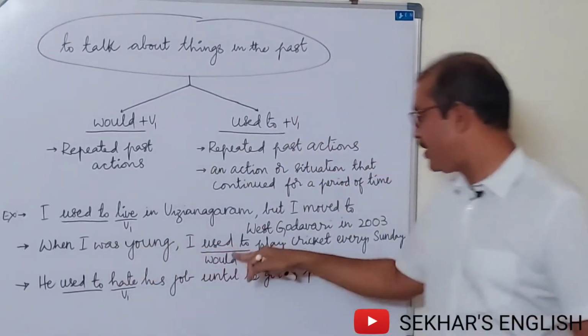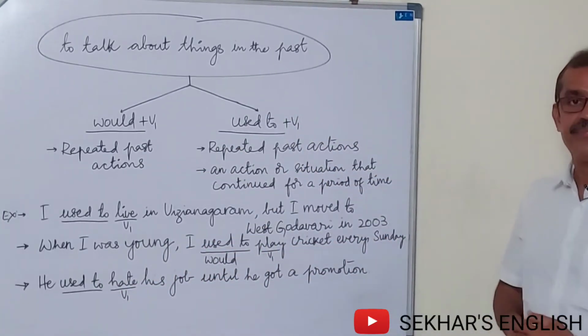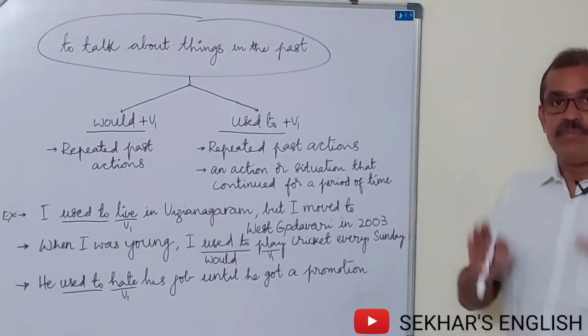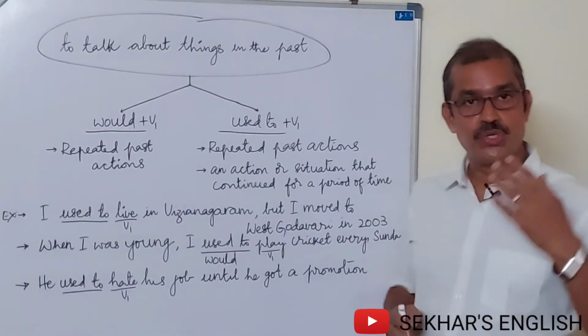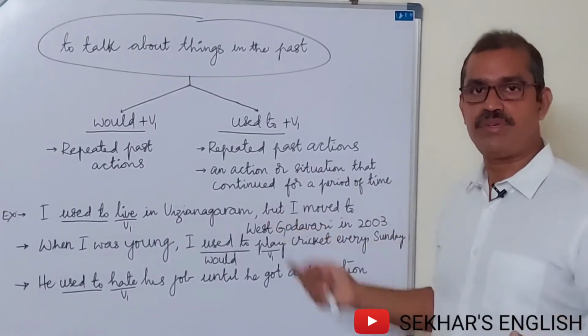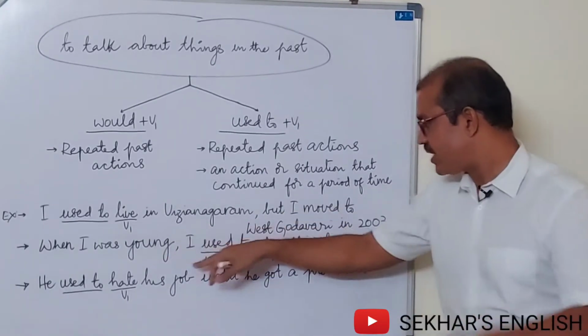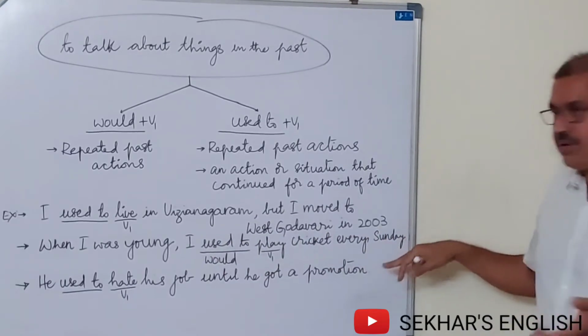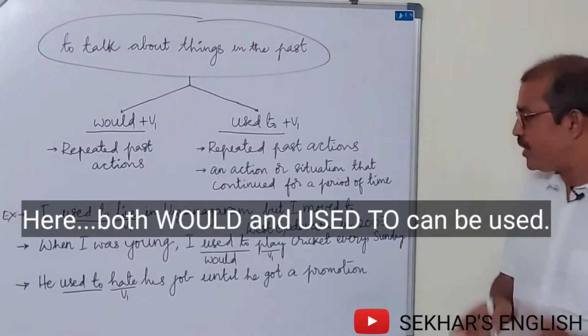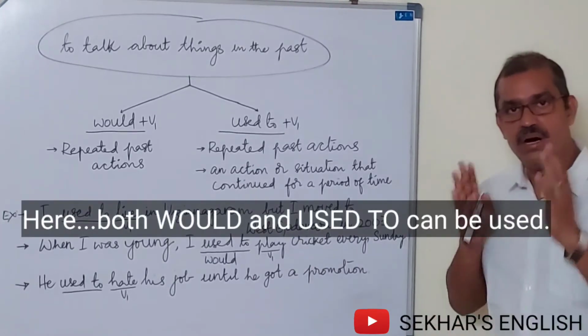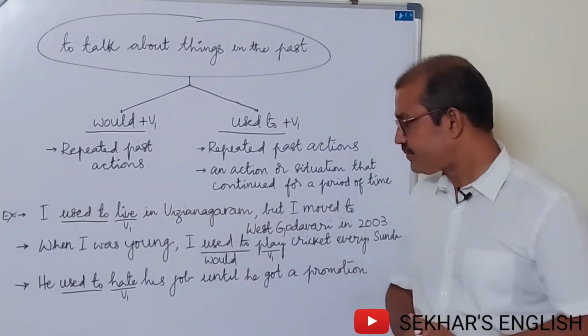When I was young, I used to play cricket every Sunday. So here, playing cricket every Sunday is a repeated action. That's why we can use would plus V1 or used to plus V1. Let us see it. When I was young, I used to play cricket every Sunday, or when I was young, I would play cricket every Sunday. So both would plus V1 and used to plus V1 are correct, right?